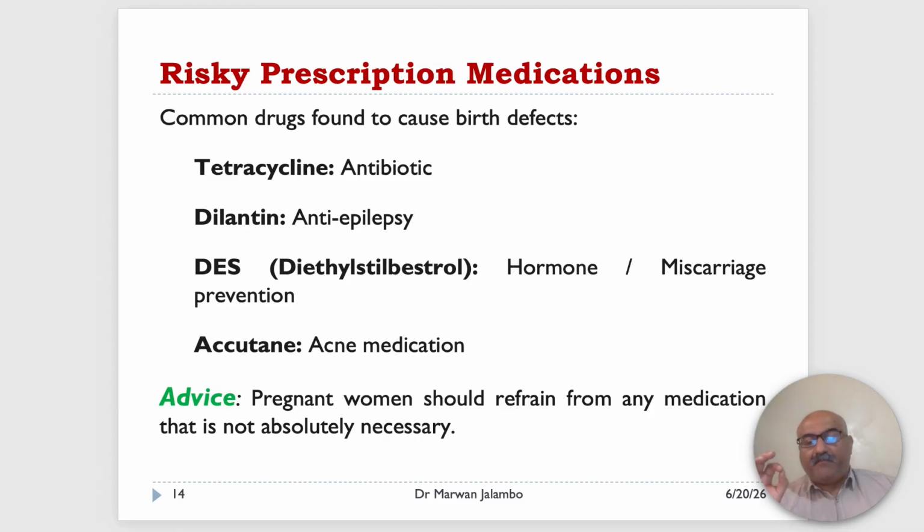Risky prescription medications. Through painful experience, we have identified several other common drugs as severe teratogens. Tetracycline, a common antibiotic, affects fetal bone and tooth development. Dilantin, an anti-epilepsy drug, causes physical and developmental effects.